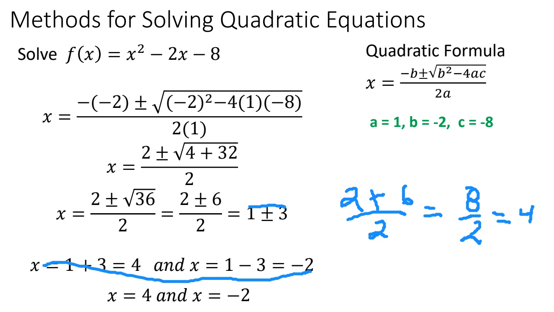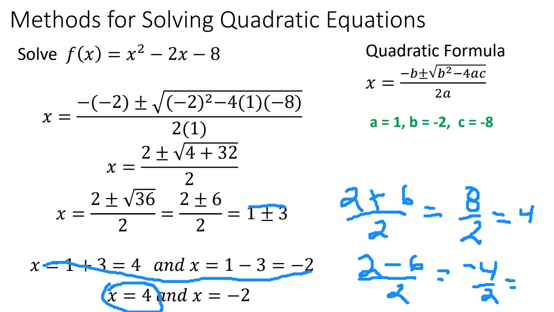Okay, let's do this again. 2 minus 6 divided by 2. Okay, 2 minus 6 is a negative 4 over 2, and negative 4 divided by 2 is negative 2. So I'm not sure where we're getting the 3 from, so that's why I did it again. So here are two solutions which are correct: x equals 4 and x equals negative 2. Okay, all right, let's move on to section 2.2.